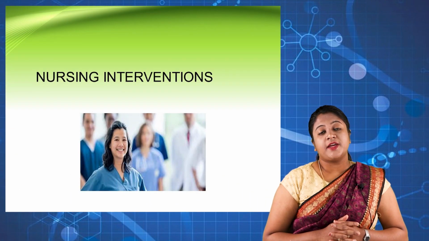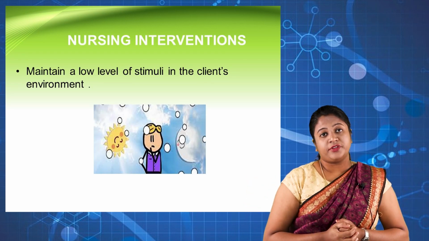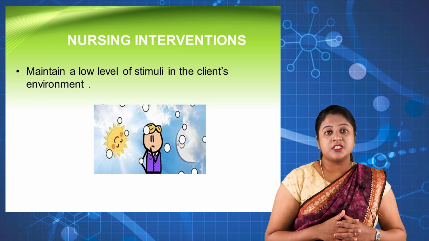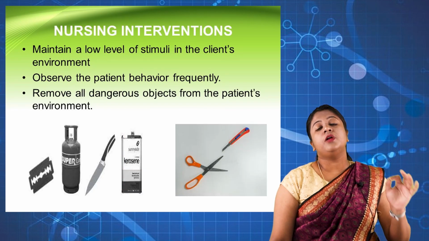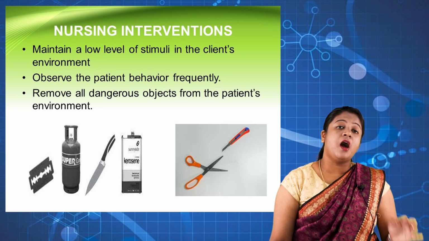The next nursing diagnosis is the risk for violence related to command hallucination. What are the nursing interventions for this? Always maintain the environment of the client. See to it there is a low level of environmental stimuli. Observe the client's behavior frequently. Remove all the dangerous objects from the client's environment, so they should be out of reach.